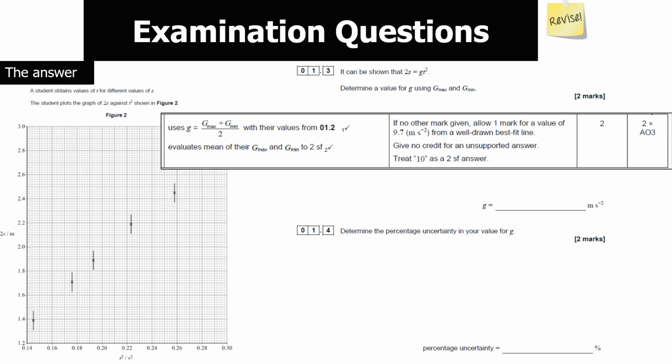So at that point you can work it out, and again remember it should be to two significant figures because that's how many significant figures your question was given to. So you should be getting about 9.7.